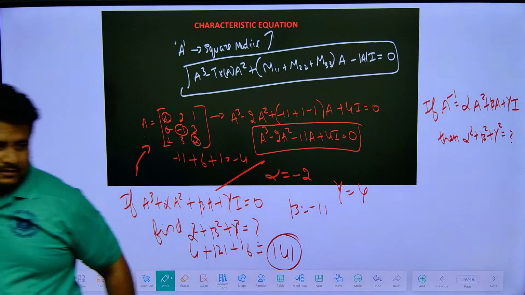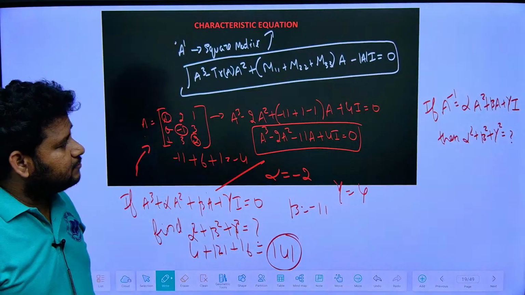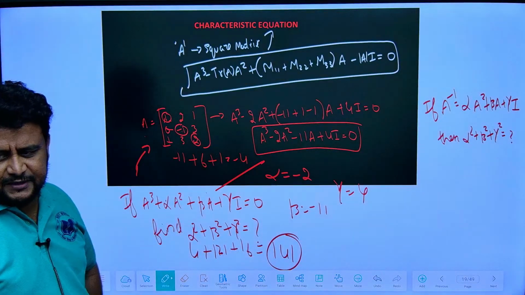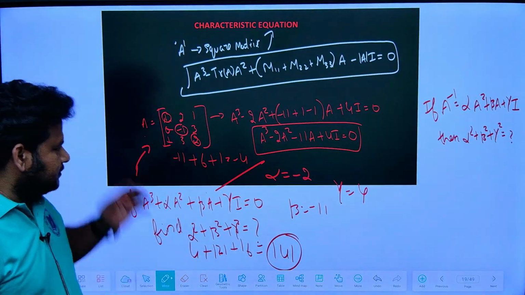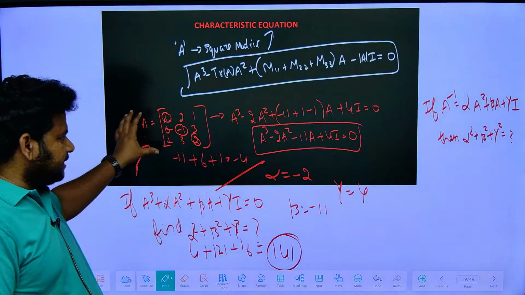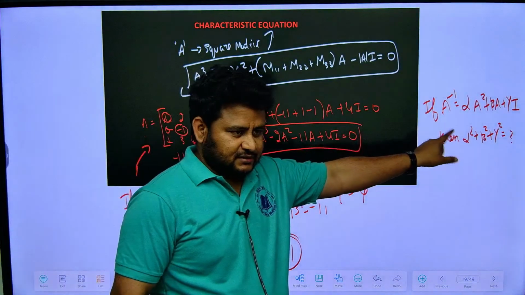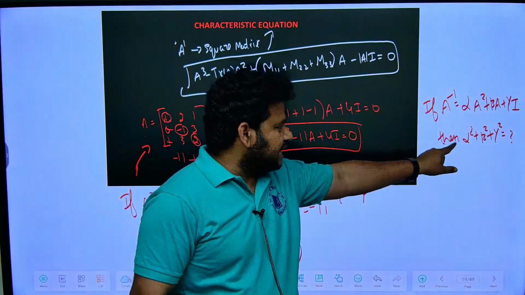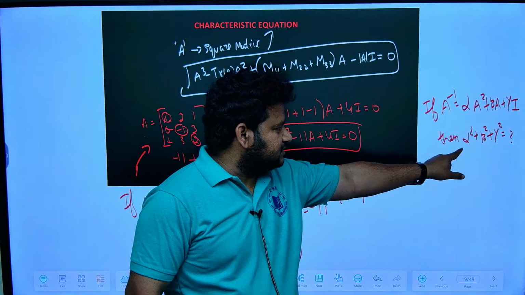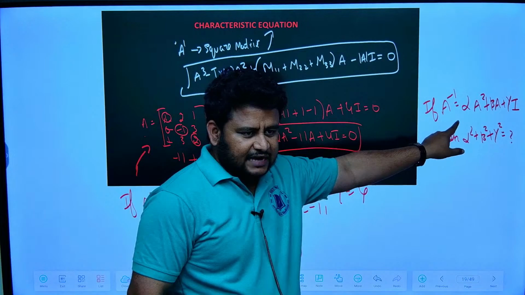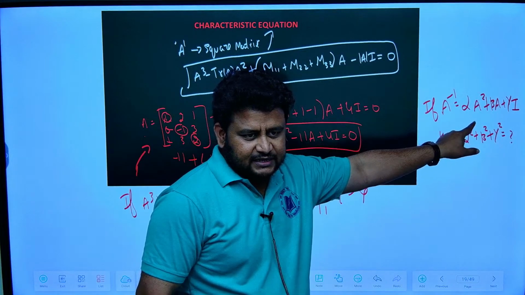So see here, multiply with what? Multiply with A. First of all, see what they have given us for the given matrix. A inverse is given like this, and they are asking us to find alpha square, beta square, gamma square. In the characteristic equation we are having A cube, but here A square is there.